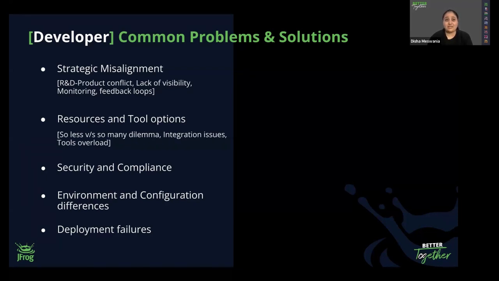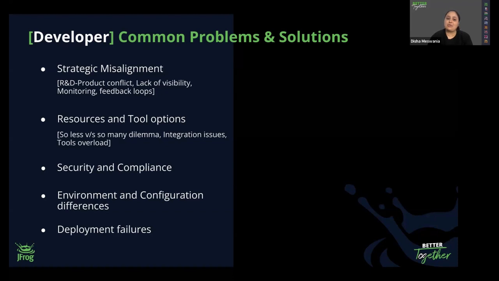I believe this also includes some kind of lack of visibility towards what the product management is looking at versus what the R&D management is looking at. And overall, this all includes monitoring and feedback loops from various customers or various stakeholders that we have.